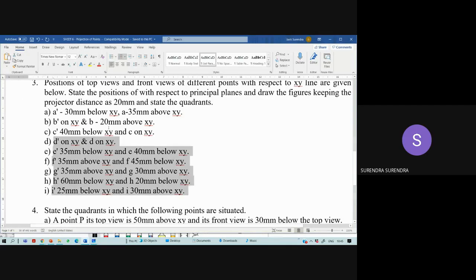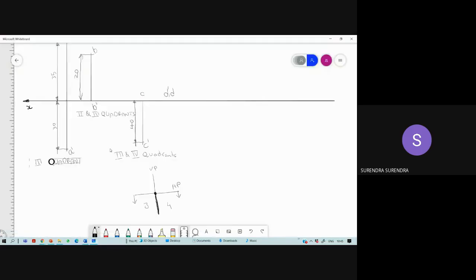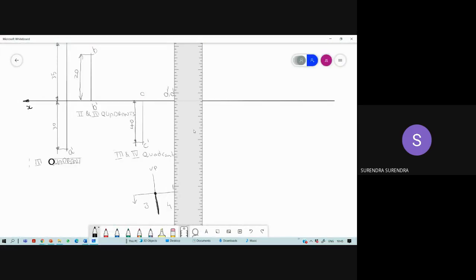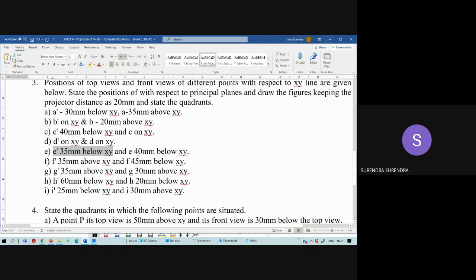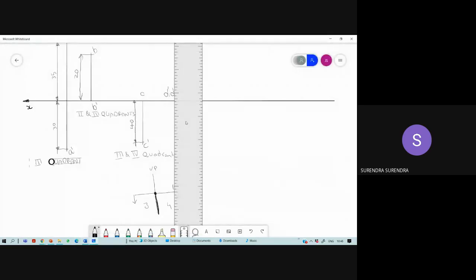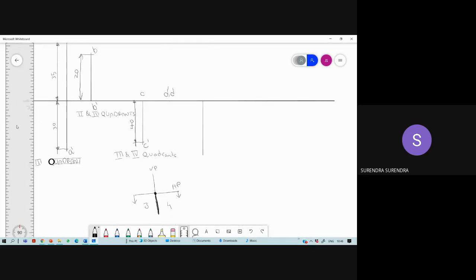Coming to E, let's see. E dash 35 mm below XY and E 40 mm below XY. Both are below the XY line. E 40 mm below XY and E dash 35 mm below XY.